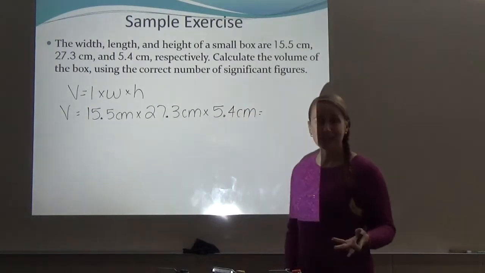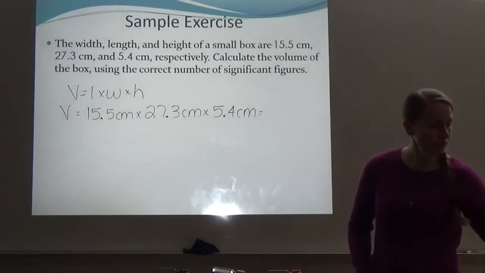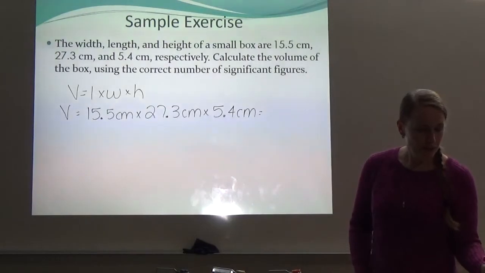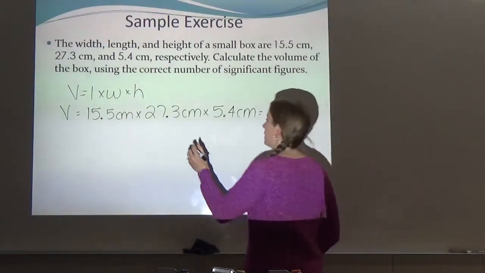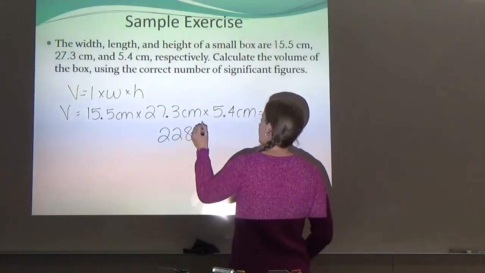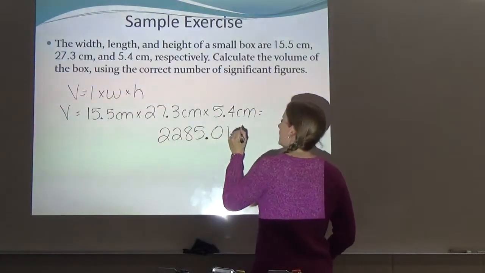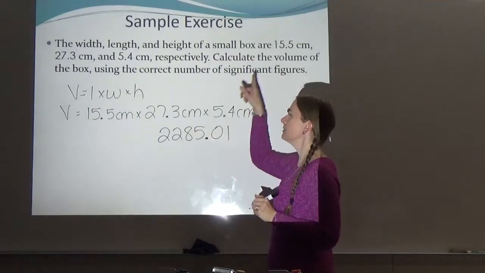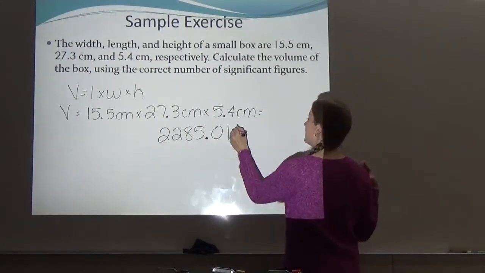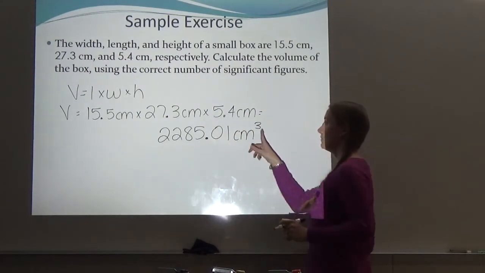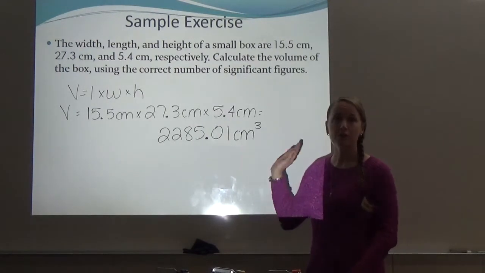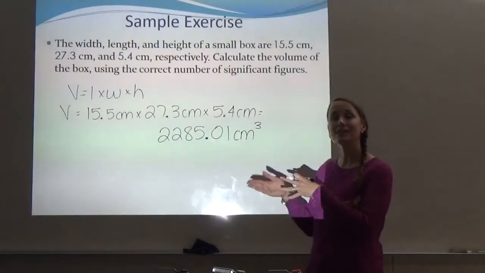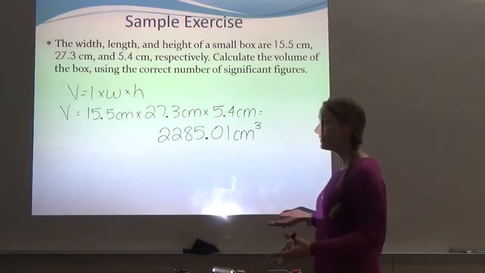When you put that in the calculator, it's going to give you 2,285.01. Now this is centimeters times centimeters times centimeters, so this is centimeters cubed. Okay, super picky about that, so make sure you got that. So now we need to figure out where to round. So remember y'all, we are not looking at decimal places, we are looking at significant figures.